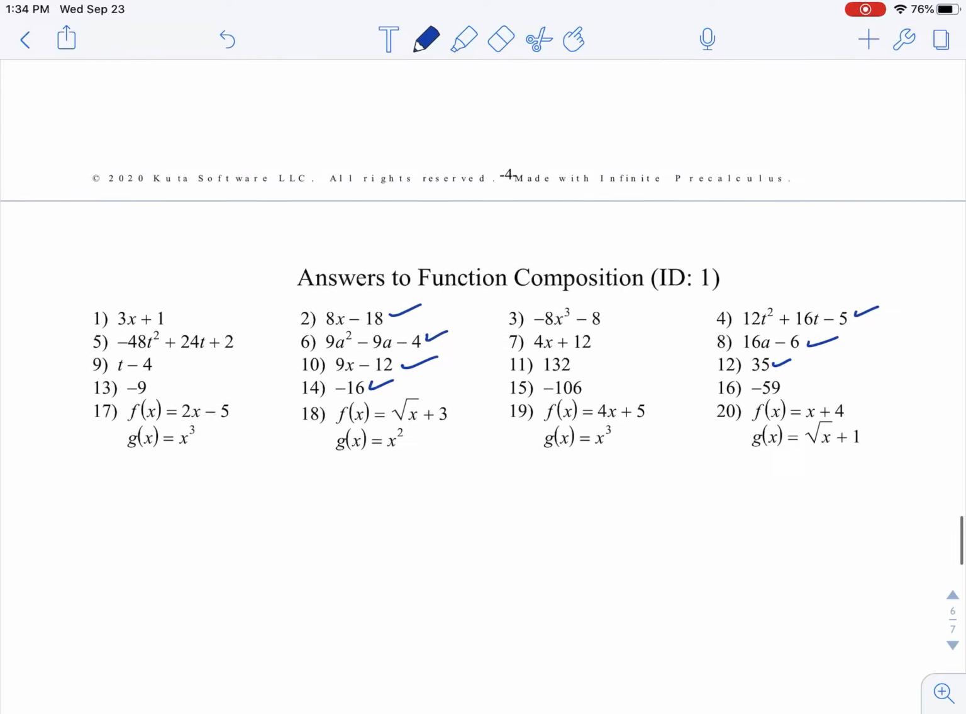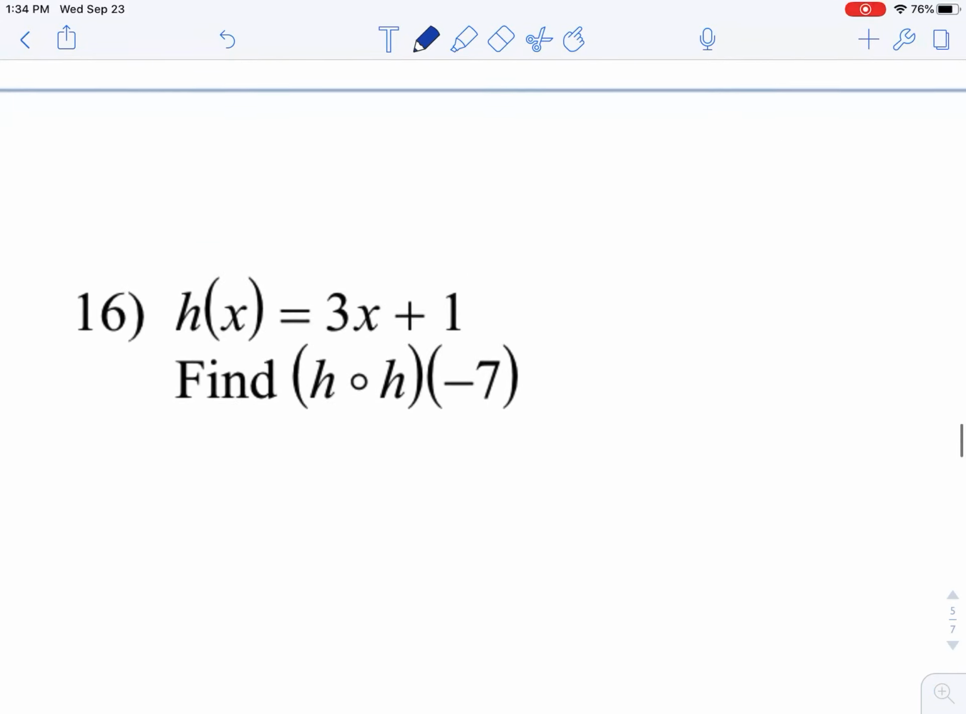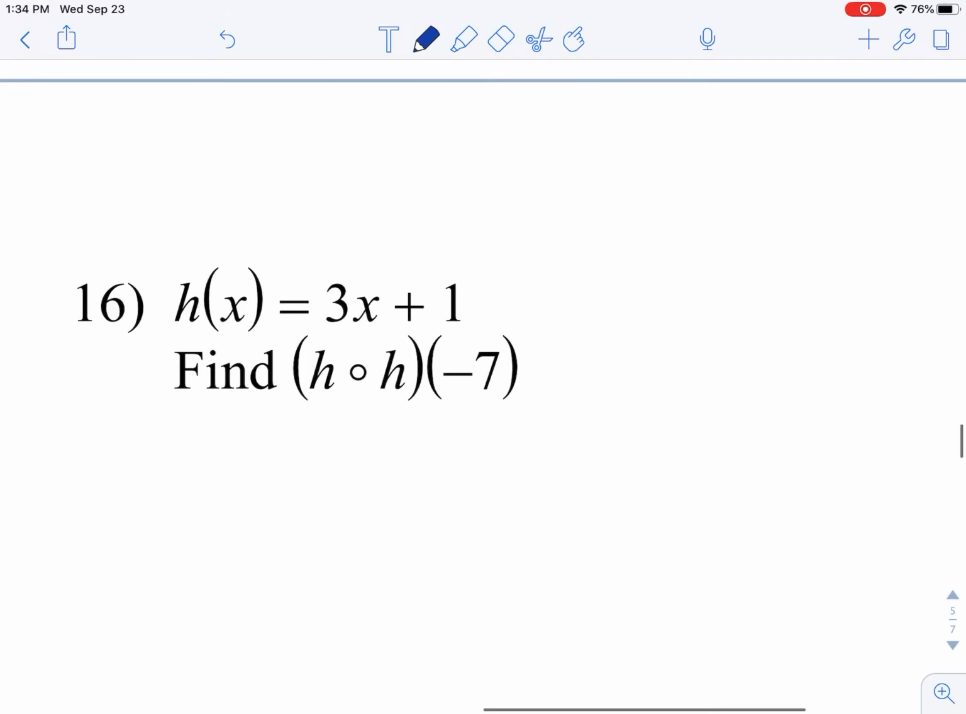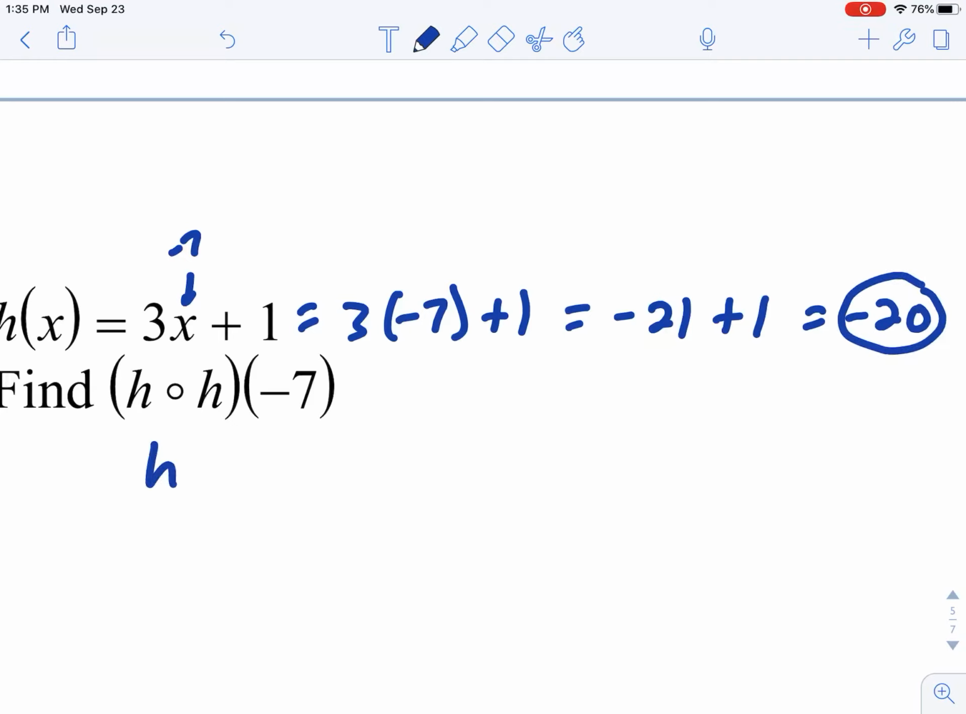And there we go. Let's see, we got another one. H of negative 7. Okay, so we need to plug a negative 7 in here. 3 times negative 7 plus 1. That's going to be negative 21 plus 1, which is negative 20. So that's like our intermediate answer. We're doing h of negative 7.